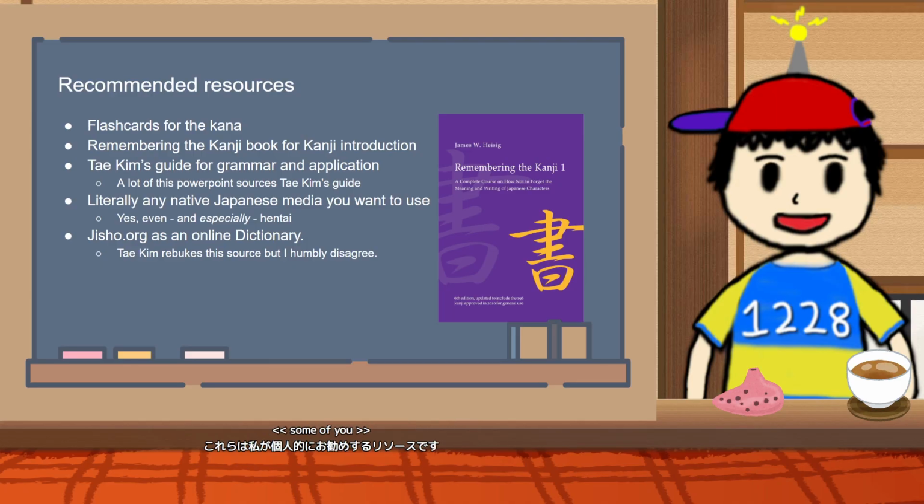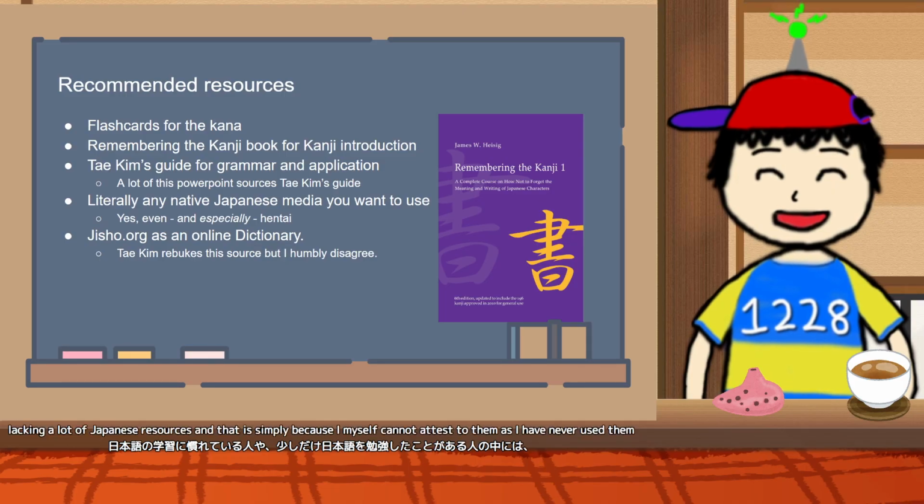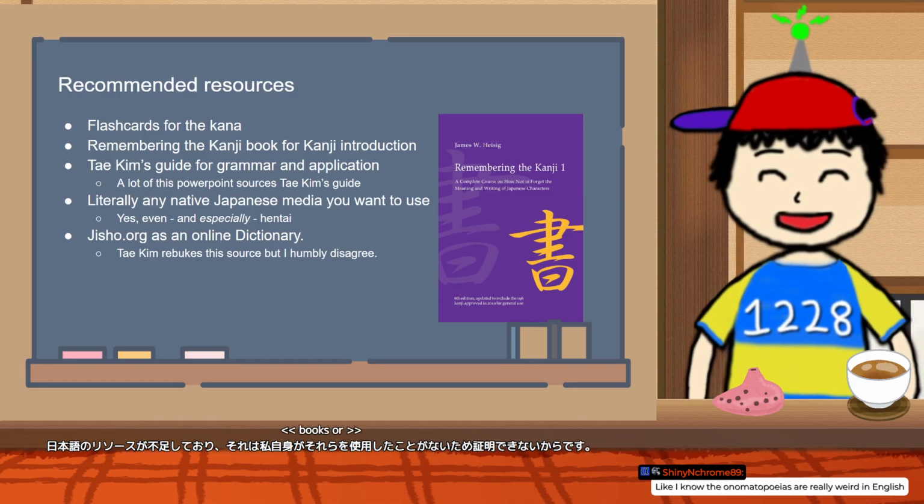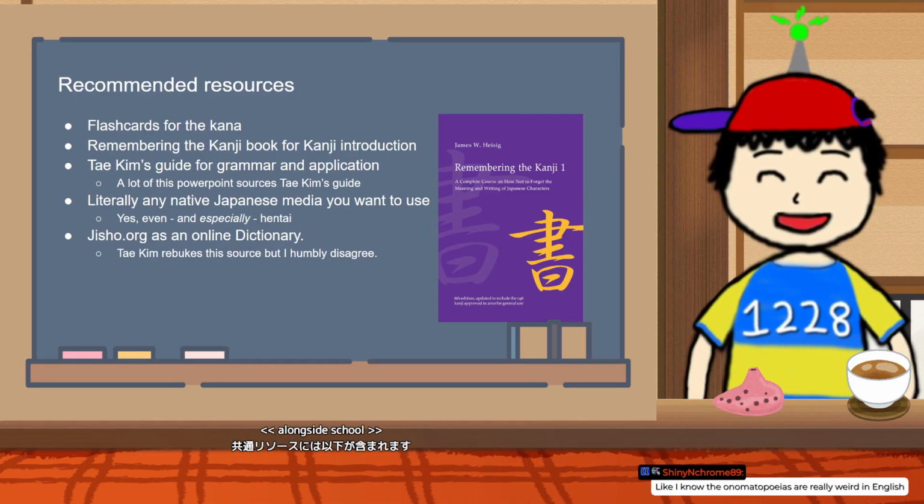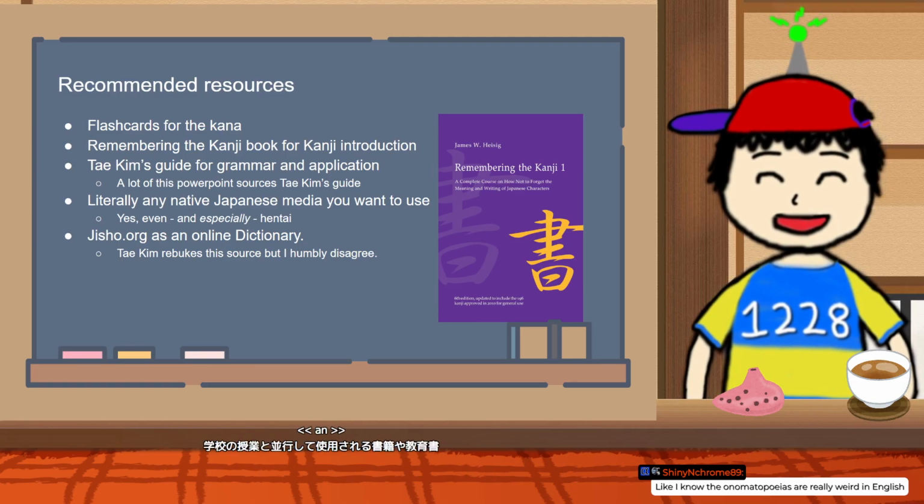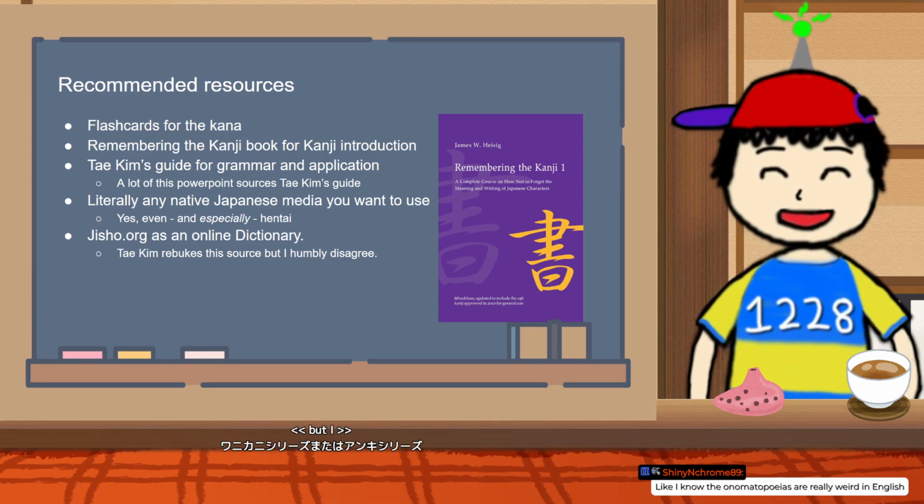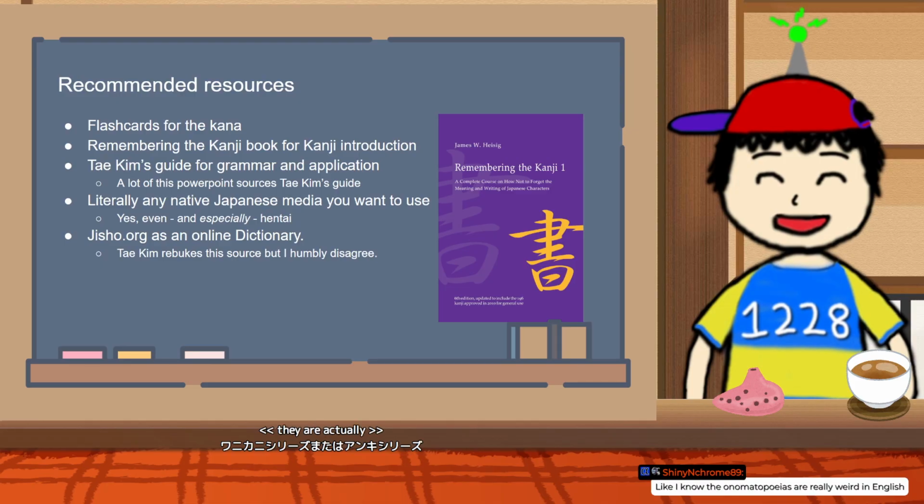Some of you who are familiar with learning Japanese or have dabbled into it a little bit may have noticed I am lacking a lot of Japanese resources, and that is simply because I myself cannot attest to them as I have never used them. Common resources include self-help books or even educational books used alongside school classes, such as the Wanikani series or the Anki series of Japanese learning books. I've heard those are good, but I cannot speak for them if they are actually helpful to you.